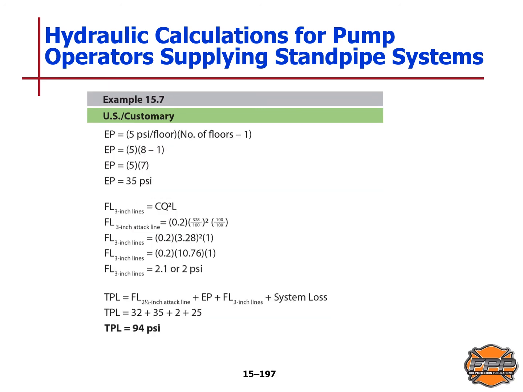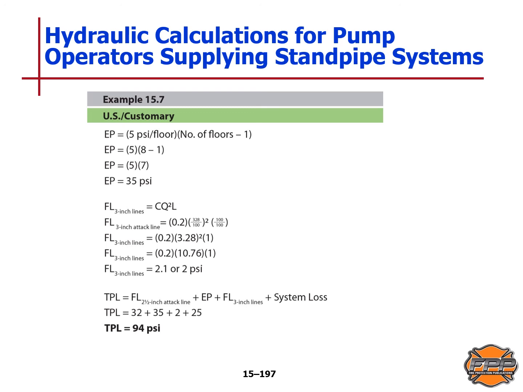Now we have to look at elevation pressure. Elevation pressure is 5 psi per floor times number of floors minus 1. So the elevation pressure is 5, and we have an 8-story building, and we subtract 1 floor. So our elevation pressure is 5 times 7. So our elevation pressure is 35 psi.